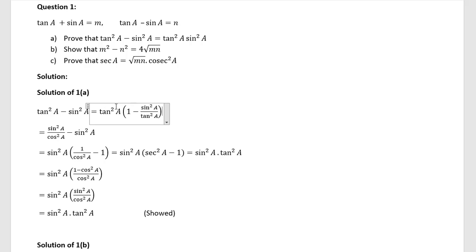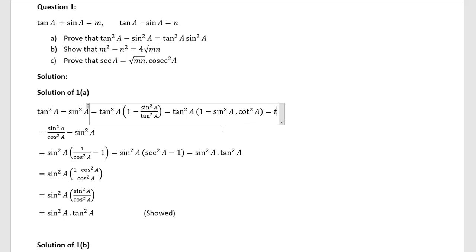You will get this. Now sin square A by tan square A, and what to do now? We have got sin square A by tan square A. We can write it as tan square A into 1 minus sin square A into cot square A. We can write it like this because 1 by tan square A can be written as cot square A.